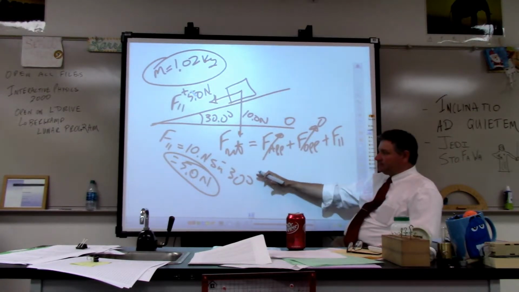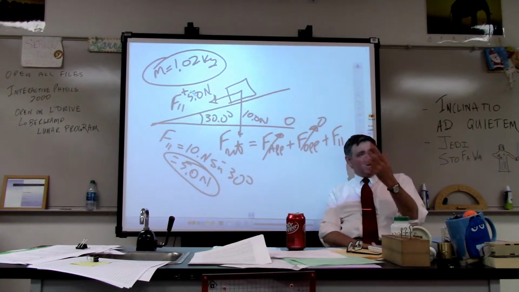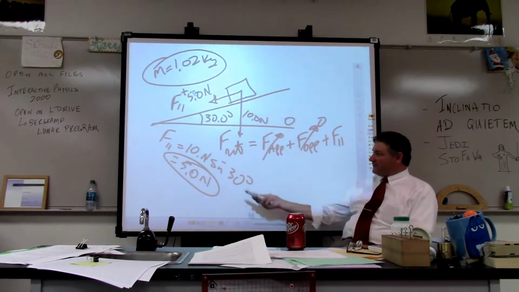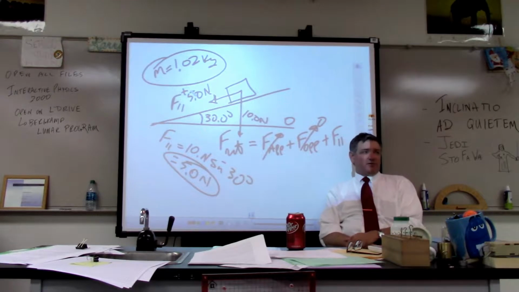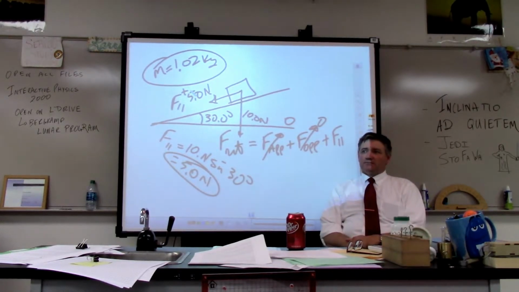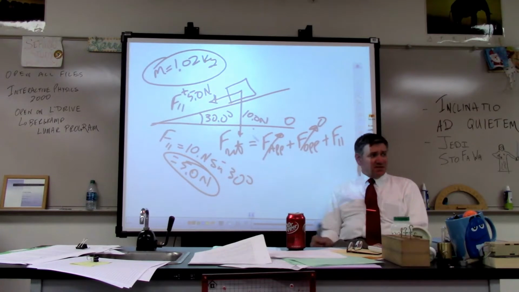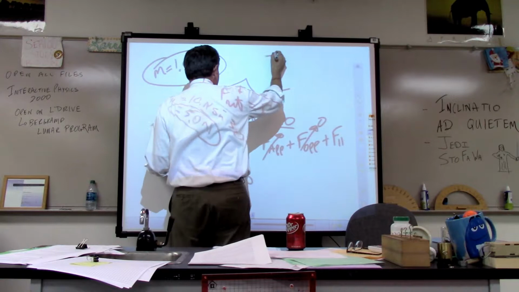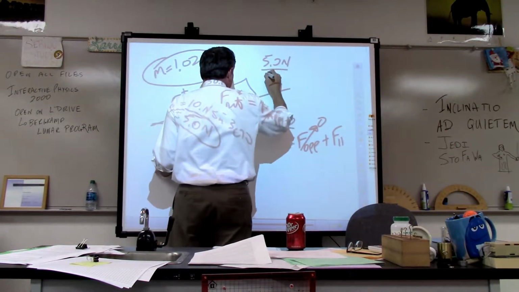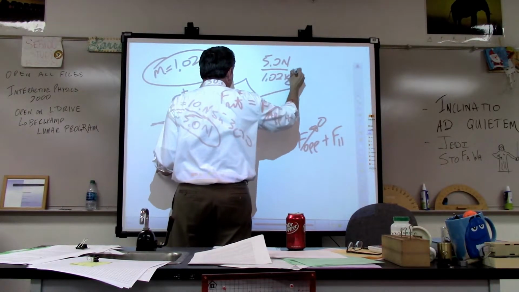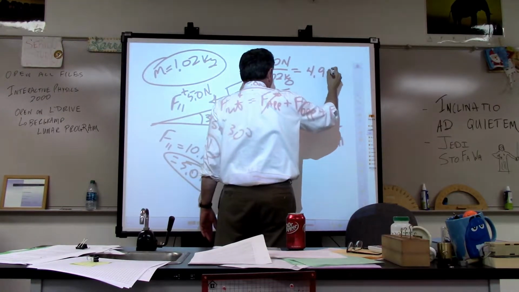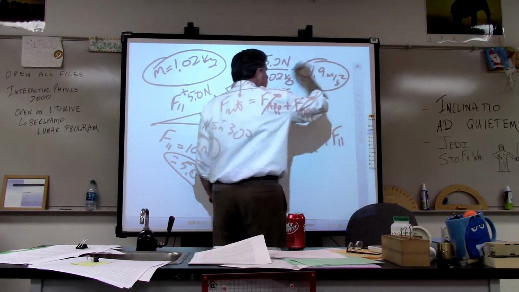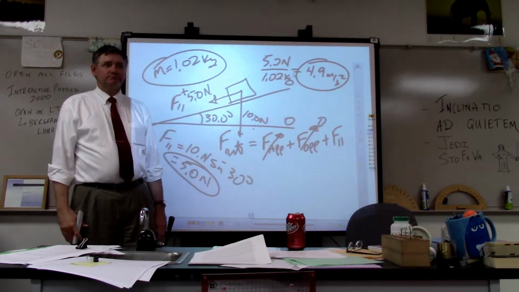So, I got a 5 Newton force. Now, at the end of the day, here's what I've got. I got a 5 Newton force acting on a 1.02 kilogram mass. How can I get the acceleration? Force divided by mass. Once you figure out what the force is, then just use F equals ma. So I'm going to take 5 newtons, divide that by the mass of 1.02 kilograms, and I'm going to get 4.9 meters per second squared. There you go.